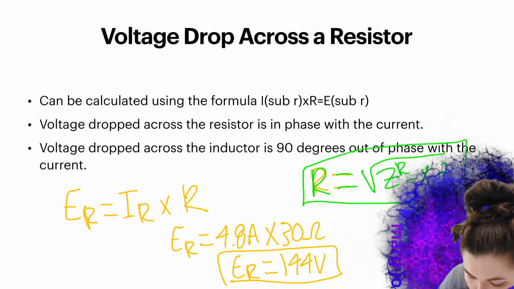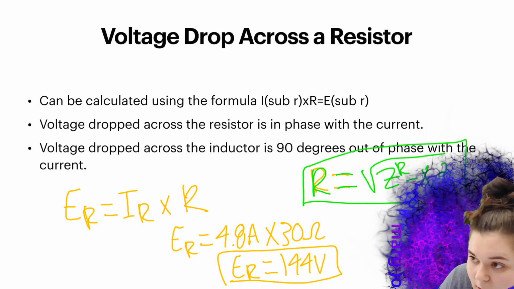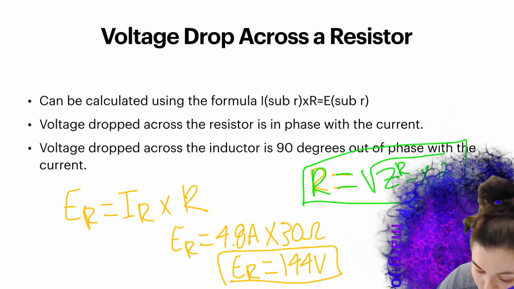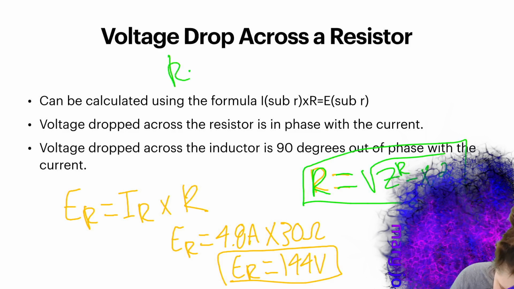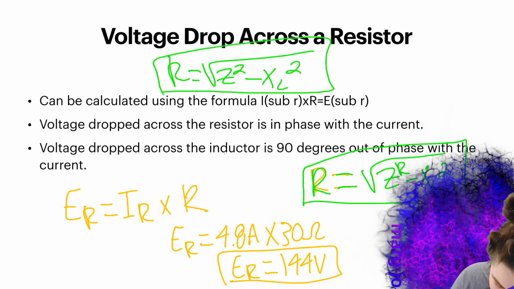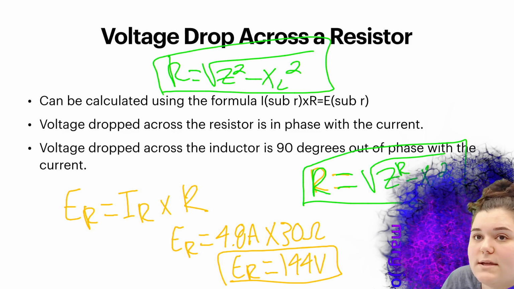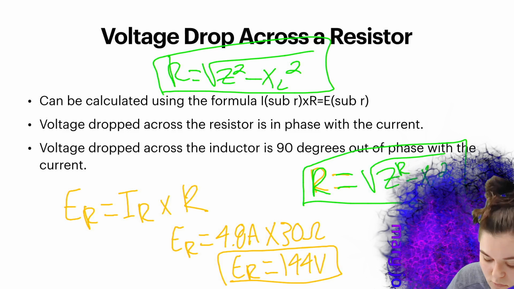So all these formulas start going together. I keep writing it over here where you can't see it, but it is this. Sorry, I keep forgetting that you can't see behind my head. Z squared minus XL squared. So a lot of these formulas you're going to find in your book start looking like one another.